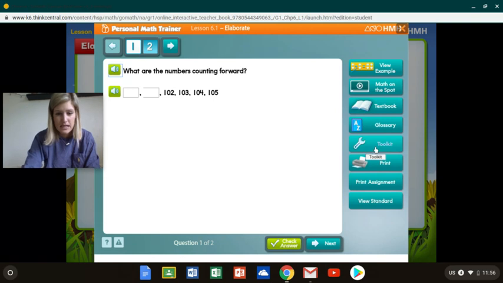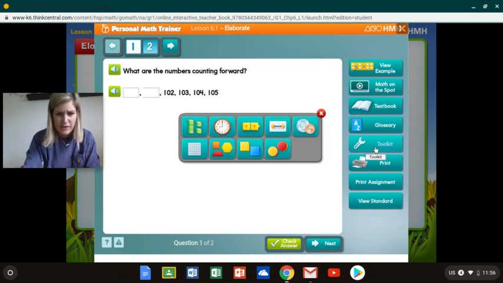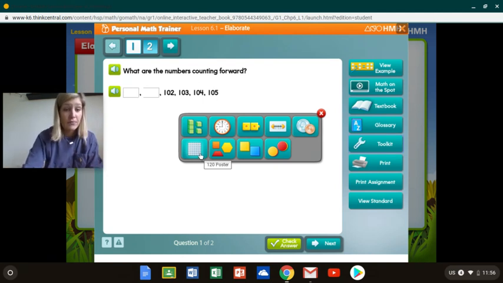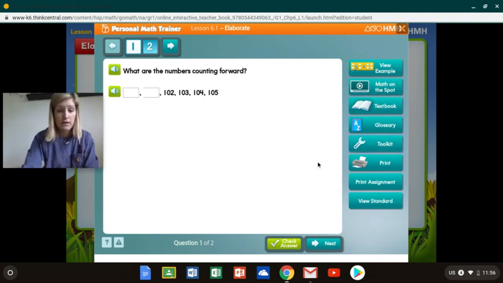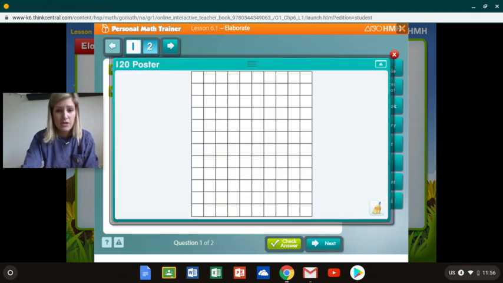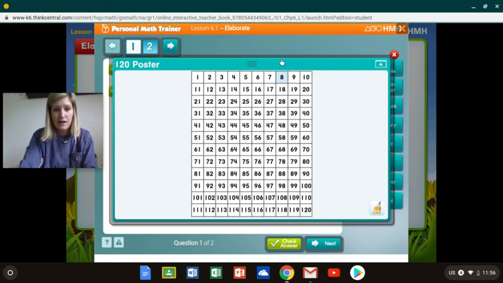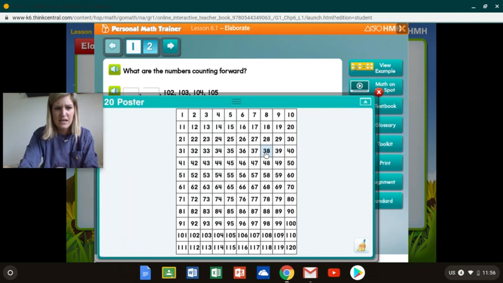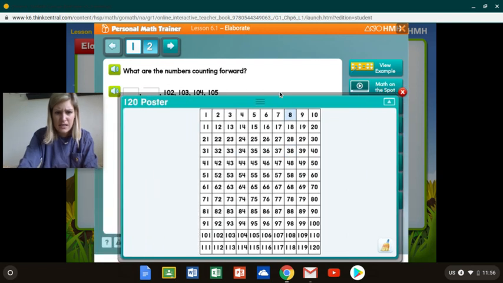Now I'm going to see in our toolkit if we have a hundreds chart, because that would really help us while we're doing this. When you guys are working at home, there should be a hundreds chart in your math book. That will be a really helpful tool to help you while you're working. So I'm going to get this 120 poster out, and I'm going to try and move it down so we can see what we're working on.